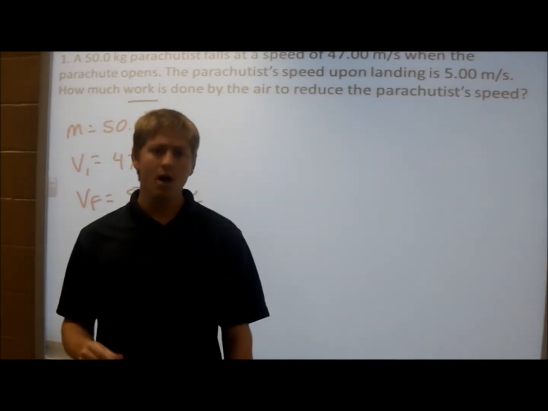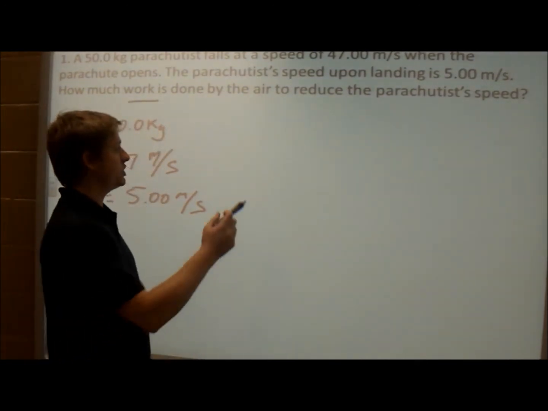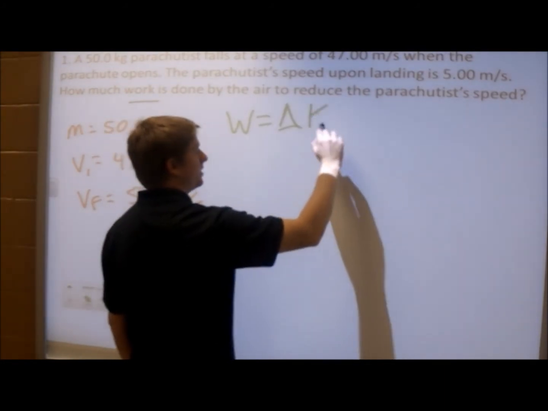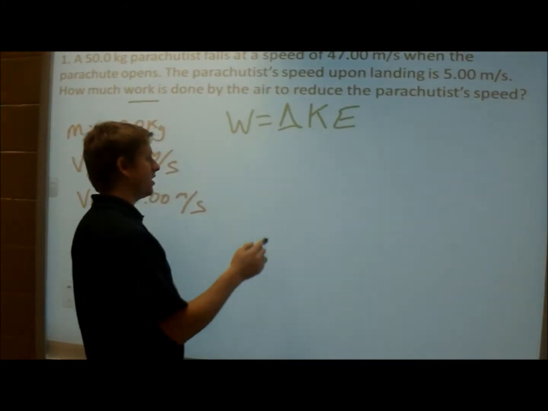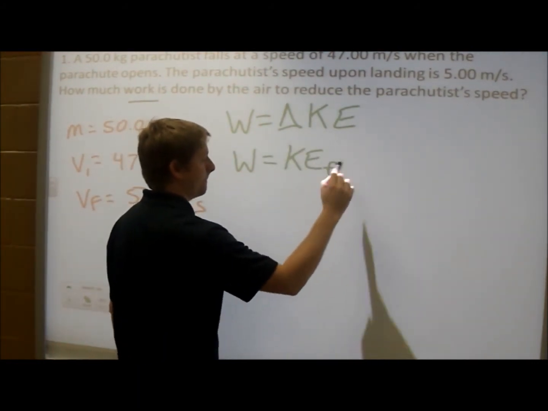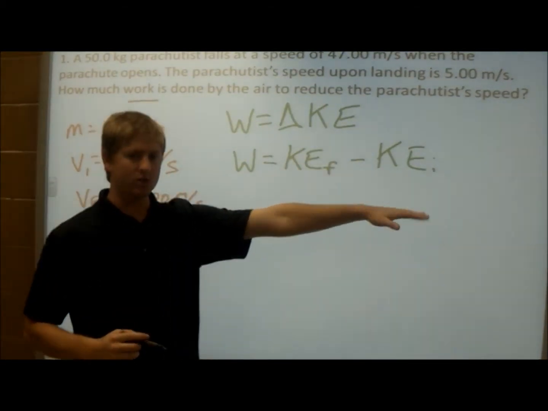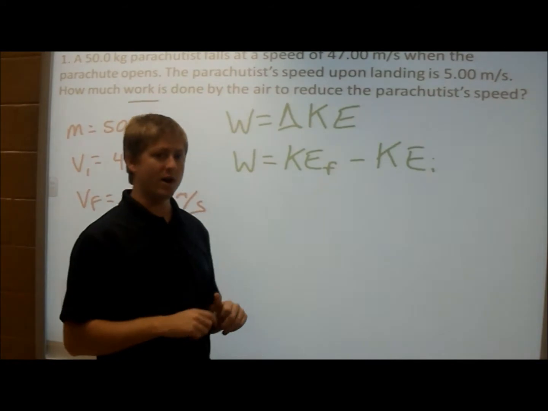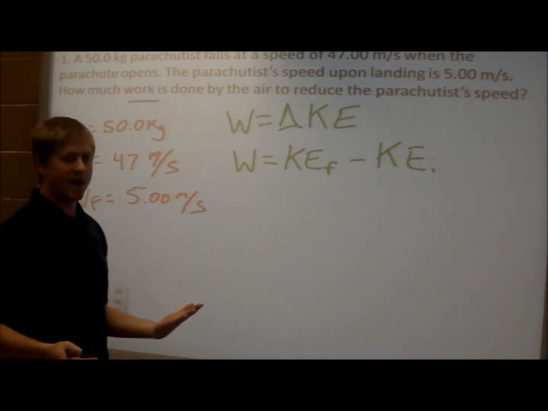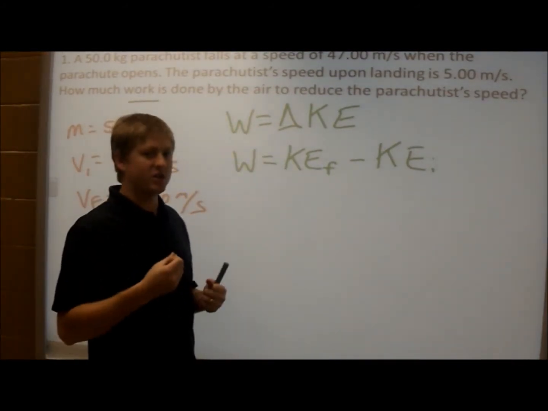Before we talked about work being equal to force times distance. This time, work is equal to the change in kinetic energy. So work equals the change, that's delta KE. Or what we can say is work equals KE final minus KE initial. That's final minus initial. And of course, kinetic energy is equal to 1/2 mv squared. Plugging this in here, we only have one mass, and we're going to assume that this guy falling through the sky is not going to change his mass.